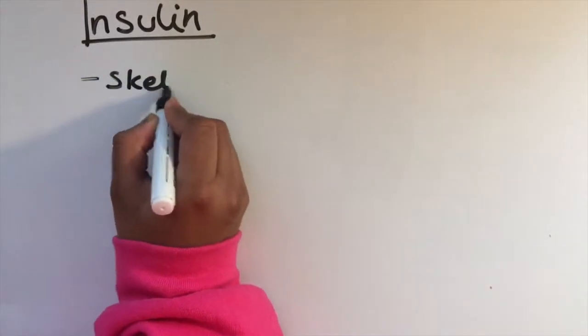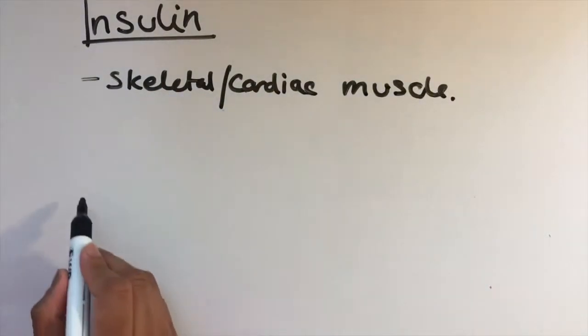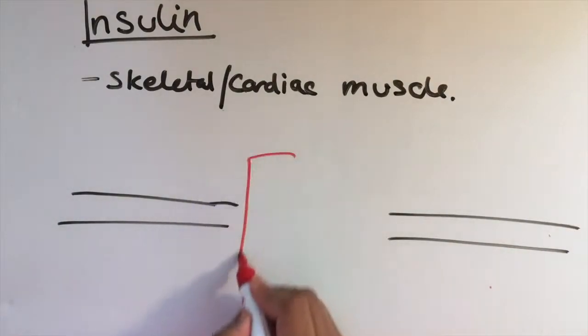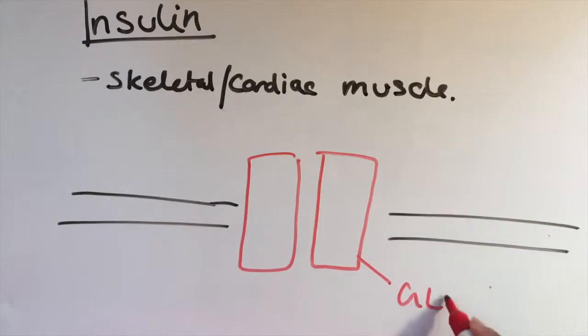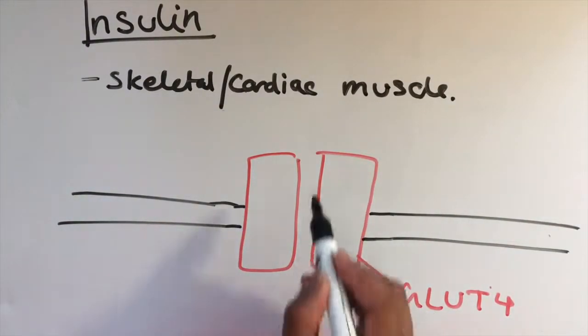So now let's focus on insulin. When we refer to insulin, we need to talk about skeletal and cardiac muscle cells. On these cells, there is a channel protein, which I'm going to sketch out right now, called GLUT4. GLUT4 is known as a glucose transporter.